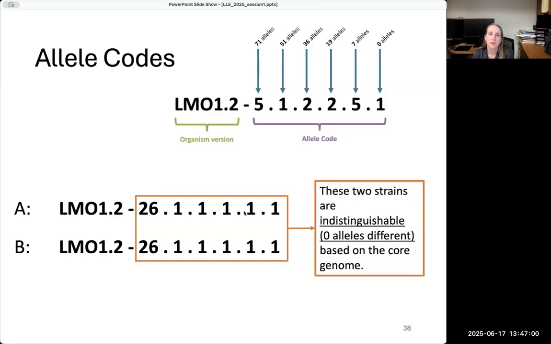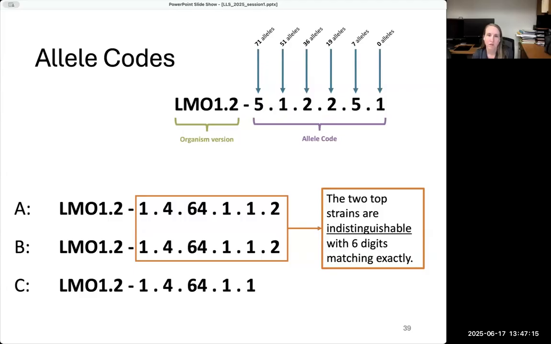In this example, let's see, they share all 6 digits with each other all the way down. So they are indistinguishable or 0 alleles different based on their core genome. And then if we look at these top 2 ones here, we see that they share all 6 digits like the last one did. So they're indistinguishable or 0 alleles apart.